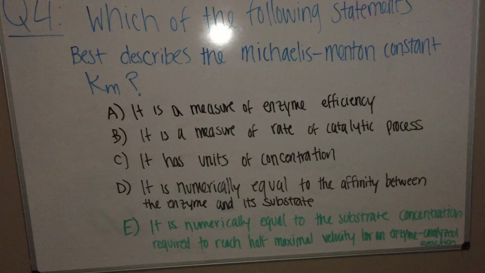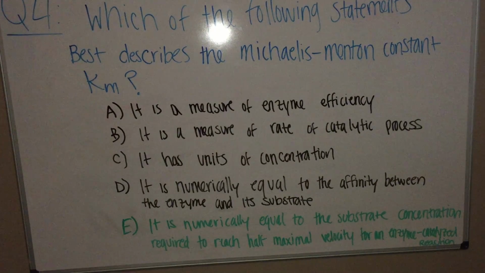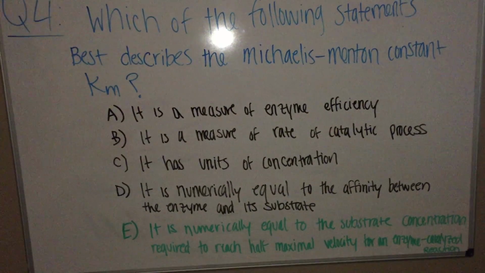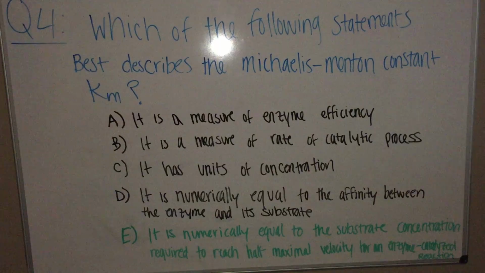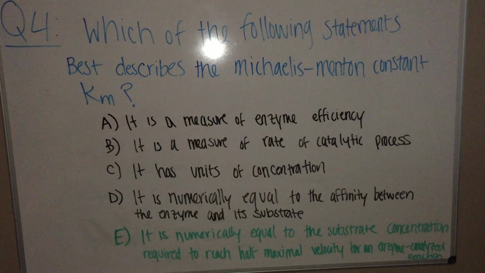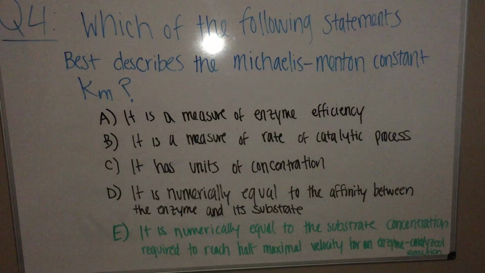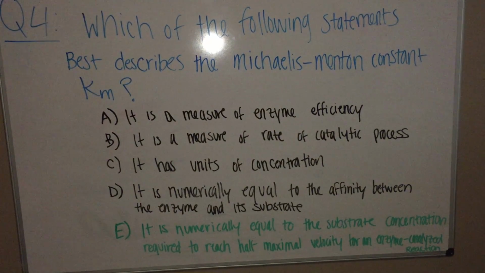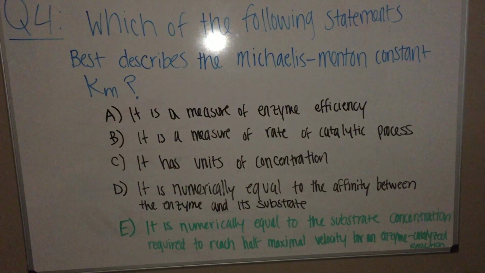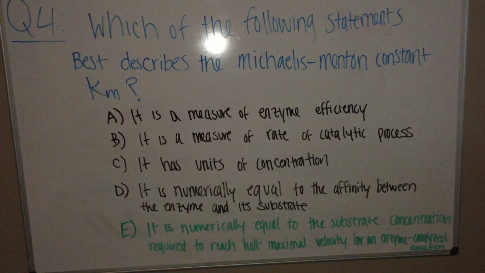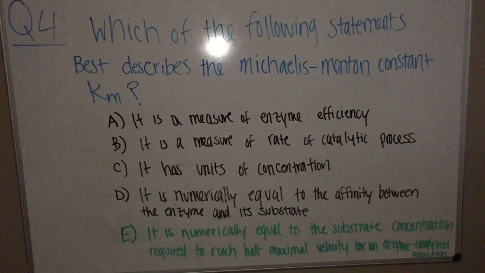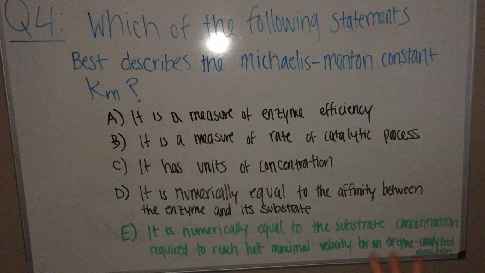B, it is a measure of rate of catalytic process. So we saw from the chart, there is on the y-axis the rate of reaction, right? But Km is not the measure of rate of catalytic process. So we can scratch that one out. Now C, it has units of concentration. Km does have units of concentration. It's concentration of substrate, but it's not what Km stands for. Its units are not what it stands for.